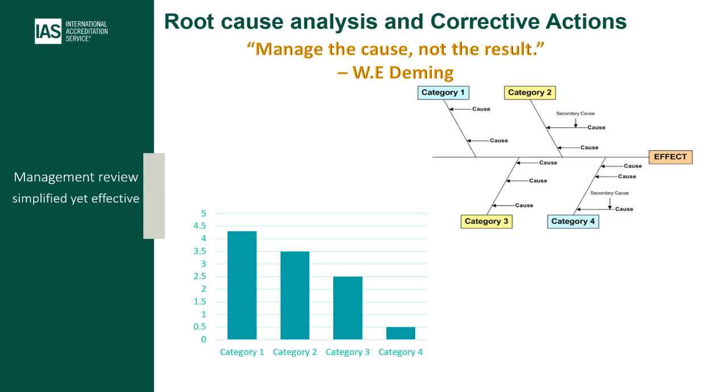So that's why when we give you a finding, we expect to see a root cause analysis, because if you can manage the cause, then you don't have to worry about the result. You will have a good result every time. So that's what Deming is trying to say: manage the cause, not the result. Okay, next slide, please.